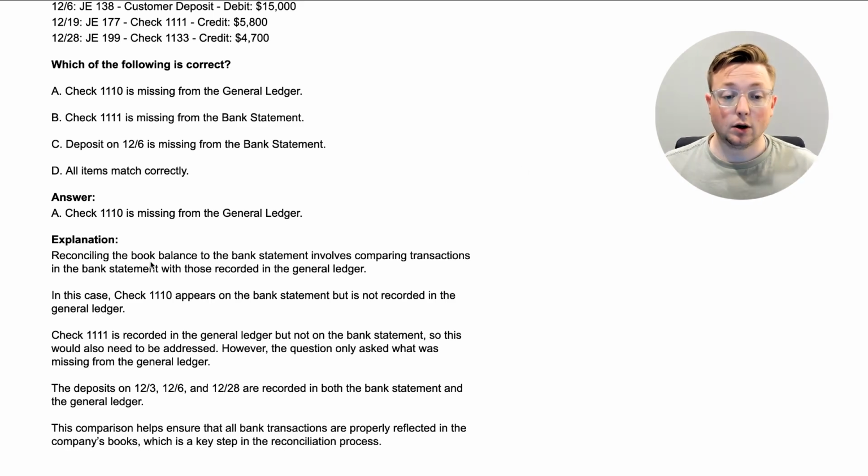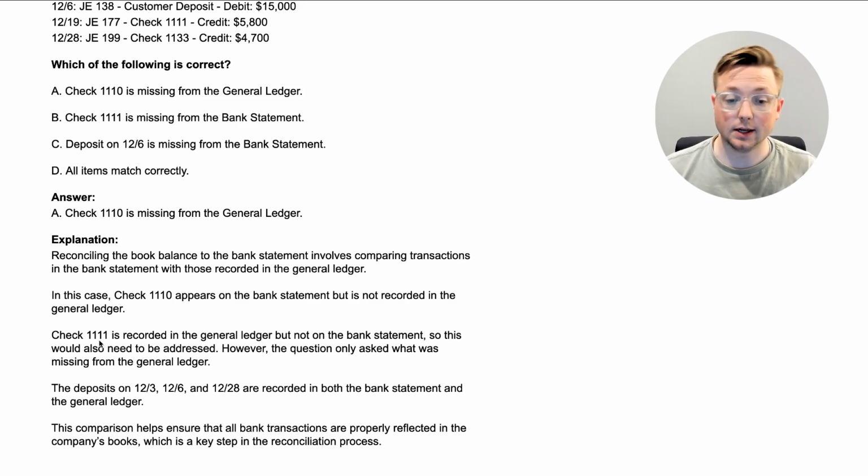So let's walk through this. Reconciling the book balance to the bank statement involves comparing transactions in the bank statement with those recorded in the general ledger. That's pretty clear. In this case, check 1110 appears on the bank statement but is not recorded in the general ledger, so it's missing from the general ledger. That's why A was correct.